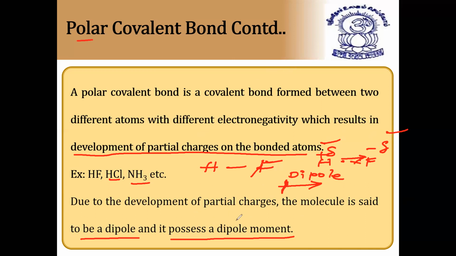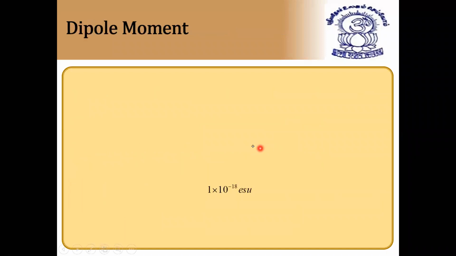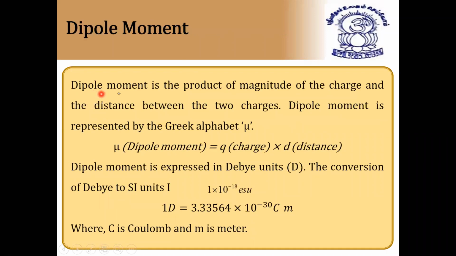Now we are going to discuss more about dipole moment. The polar covalent bond is there at school level also, but in this 11th class we are going to discuss dipole moment. I hope it is clear. So let us see what dipole moment is. Dipole moment is the product of the magnitude of the charge, that is partial positive and partial negative, and the distance between the two charges.